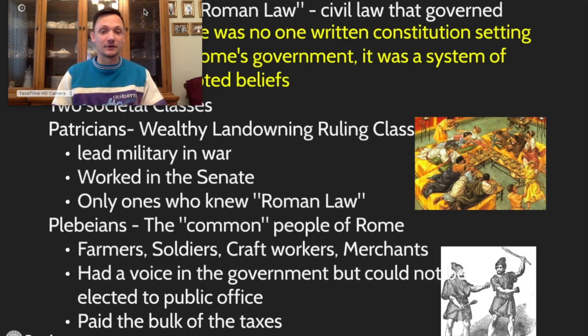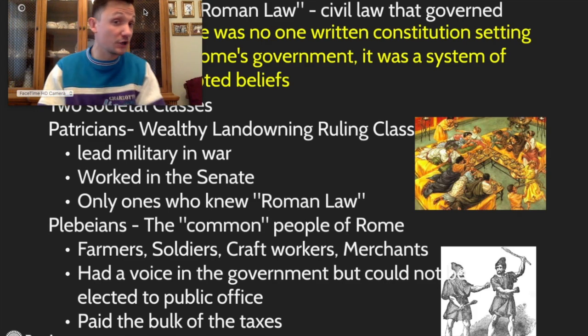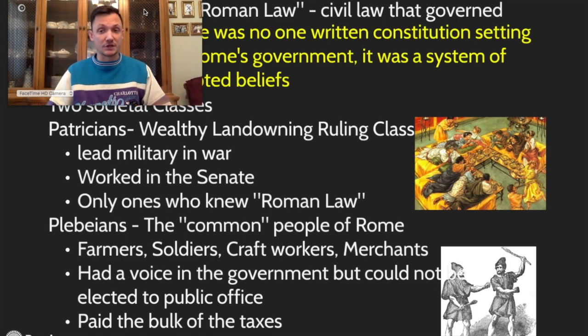All right, anyway, so patricians are the wealthy, landowning, ruling class, right? They led the military, they worked in the Senate, and the only ones who actually studied or knew Roman law or could even read it were the patricians.